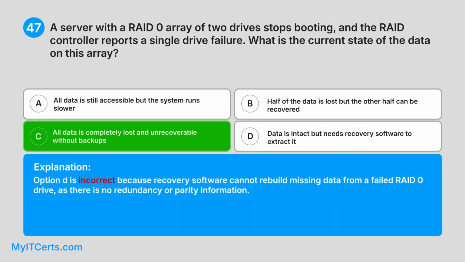Option D, data is intact but needs recovery software to extract it, is incorrect because recovery software cannot rebuild missing data from a failed RAID 0 drive, as there is no redundancy or parity information.